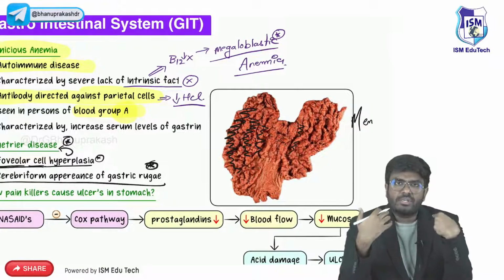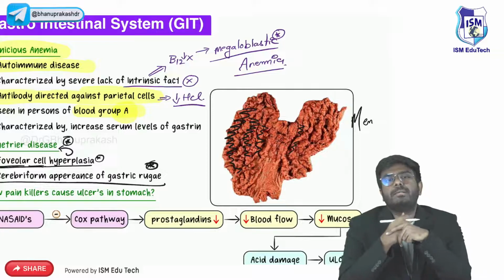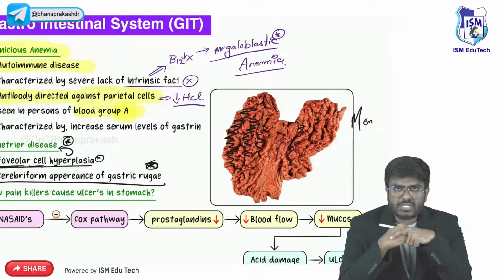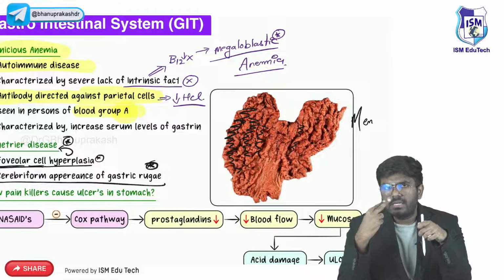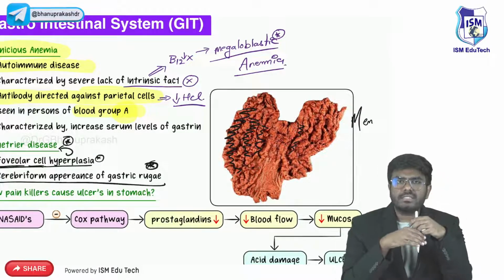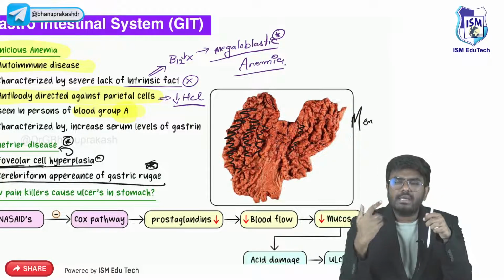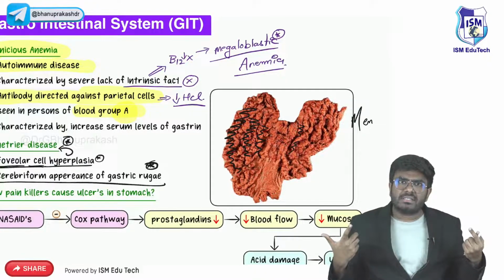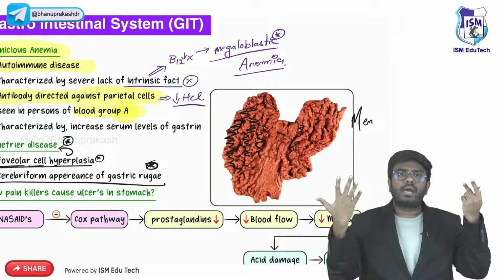Imagine I am the person who is suffering with pernicious anemia. Right now I am suffering with pernicious anemia. What happens? I am producing antibodies. These antibodies are coming and destroying my parietal cells. Parietal cells gone. No acid. Whenever there is no acid in my body, what happens to my gastrin levels? Gastrin levels are rising.